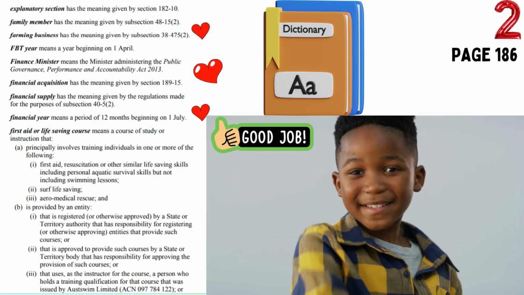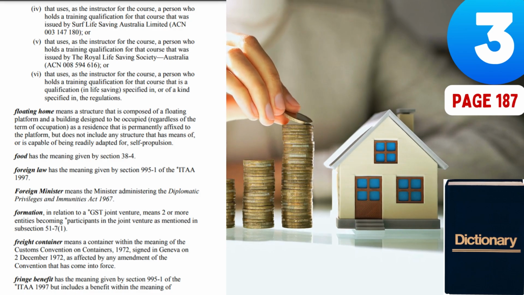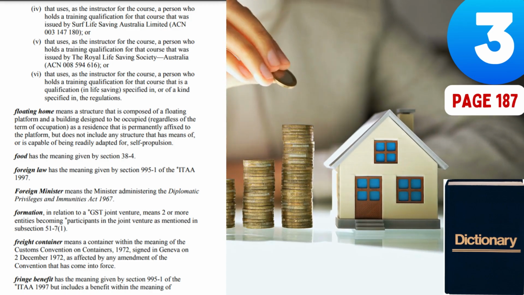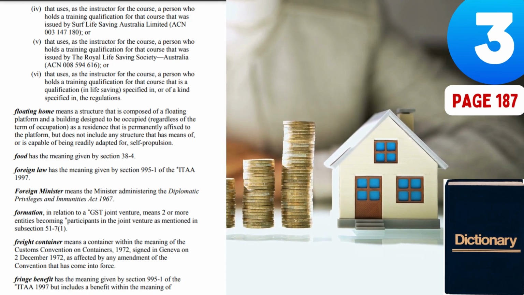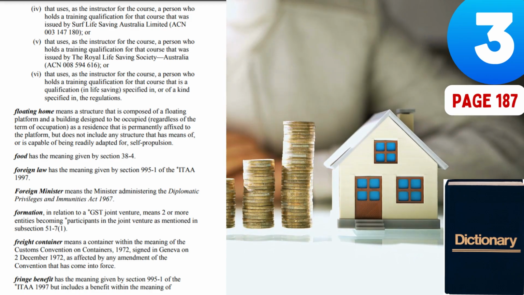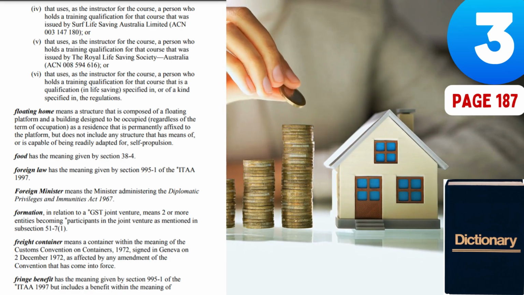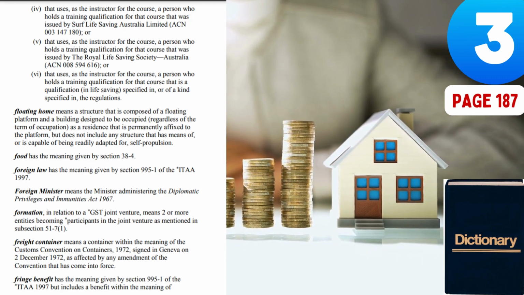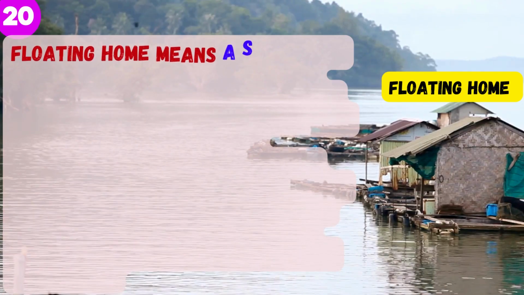This was section 2 of this video. Now we will head to section 3. Now, we will explain words on page number 187 of Division 195 of GST Act Volume 2. This is section 3 of this video, for dictionary. Please find words on screen. 20. Floating home. 21. Food. 22. Foreign law. 23. Foreign minister. 24. Formation. 25. Freight container. 26. Fringe benefit.